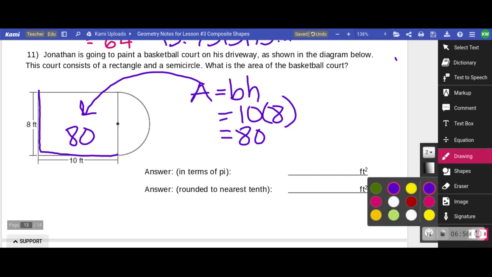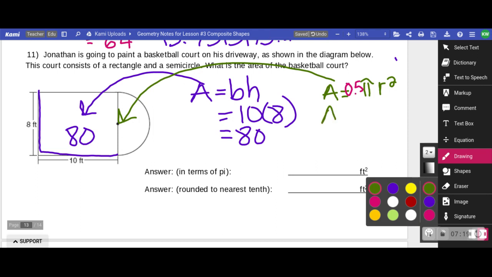Now to find the area of the semicircle, I'm going to do area equals. Now this is not a whole circle. A whole circle would have an area of pi r squared. This is a half of a circle. So I could put a half in front, or if you like using 0.5 better, you can use 0.5. That also works. All right, so let's start plugging in our radius. Area equals 0.5 pi, and now I have to plug in my radius and square it.